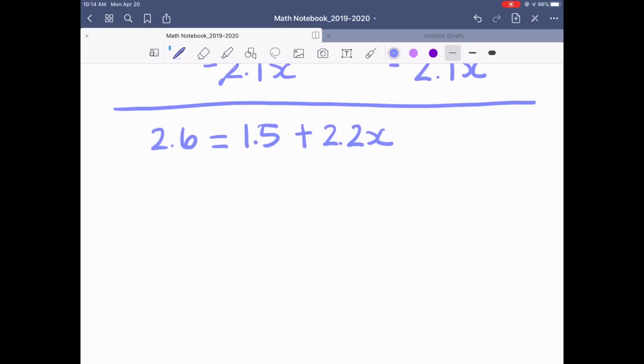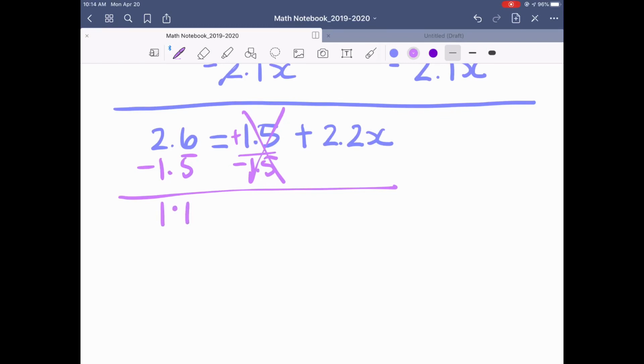So now we have a situation kind of like the first example. We have all of our x's on one side, which is excellent, but now we want to isolate for x. To get x by itself, we have to get rid of this 1.5. It's positive 1.5, so the opposite thing is to minus 1.5. And that cancels it out. And what you do to one side, you have to do to the other. So 2.6 minus 1.5 leaves you with 1.1 equals, and then you're left with 2.2x on this side.